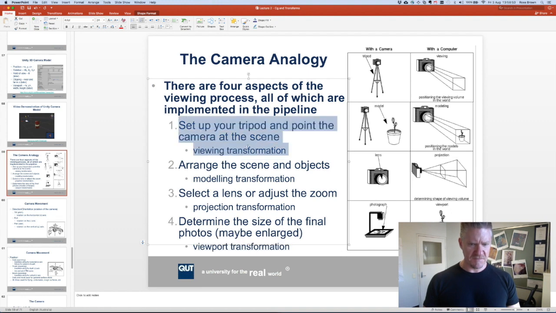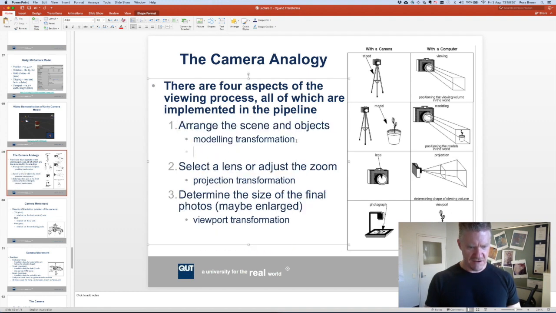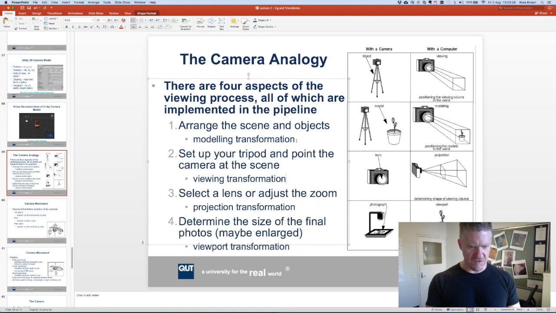Actually, I don't like that order, so I'm going to arrange it on the fly, because we can do the wonders of modern PowerPoint technology. The first thing you do is arrange your scene. You move your objects to where you want them to be. Then you do the viewing transform. MVP, modeling, viewing, projection. The viewport is out of your control because it's done by the hardware, but it is implemented and you can change those parameters in Unity.